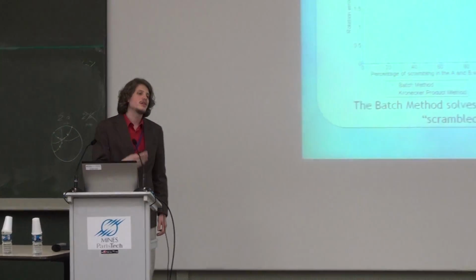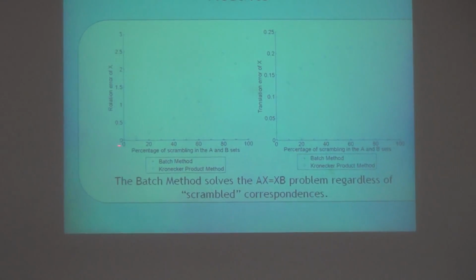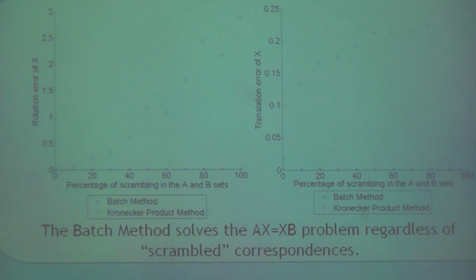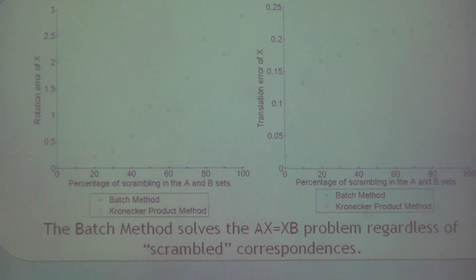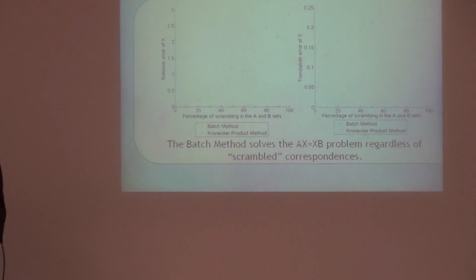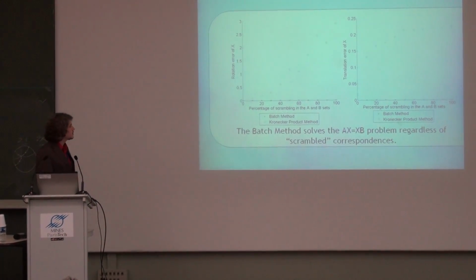And so here you see just a very simple plot. This Kronecker product method is just one of the many other AX equals XB solution methods. And so you see that under scrambling of the A and B sets, so basically with a loss of knowledge of the correspondence, the Kronecker product method, the typical method, begins to blow up in terms of noise, which makes sense. It's not made to handle that. But if you look down at these lines here, our batch method retains zero error through any sort of scrambling of this kind of correspondence.